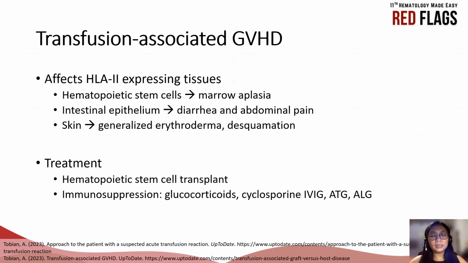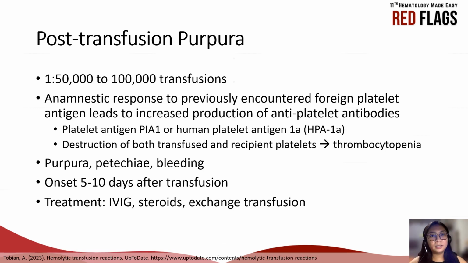Immunosuppression could mitigate the activity of the T lymphocytes, and the most commonly used agents include glucocorticoids, cyclosporin, IVIG, ATG, or ALG. However, numbers in studies were too small to detect a significant association of any treatment with improved outcomes. The last transfusion reaction that we will be discussing is post-transfusion purpura. It is an extremely rare transfusion reaction.